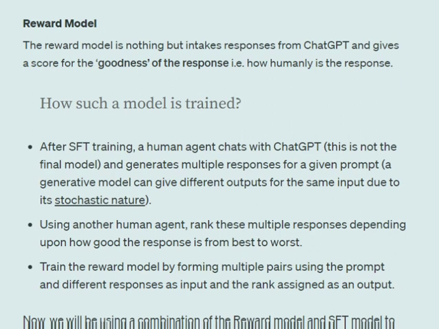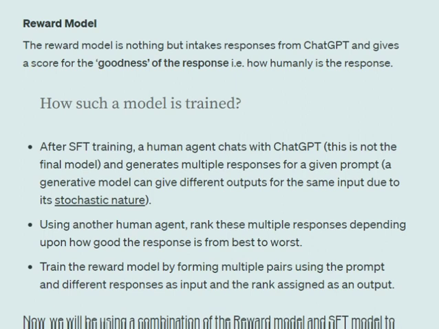So in this case, once a human agent chats with ChatGPT, it gives it a prompt, and it tries to generate multiple outputs out of it. Then some other human agents try to rank these outputs, how good these outputs are in terms of how these responses are mimicking human conversations, right? Now once this data gets labeled by the other agent, we take the prompt and one response at a time. We form a pair, and eventually we train the model for that score.